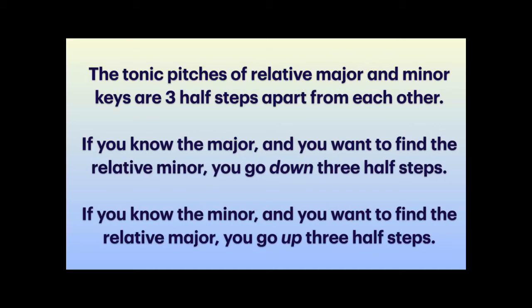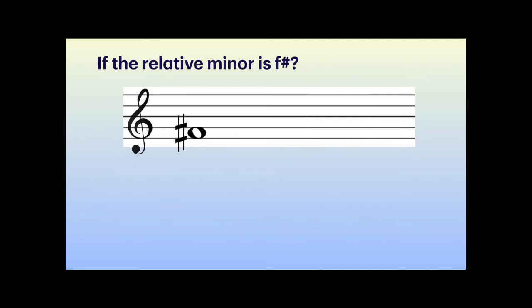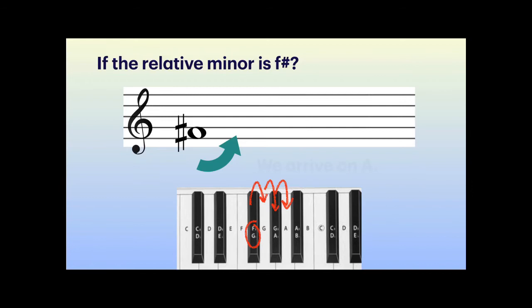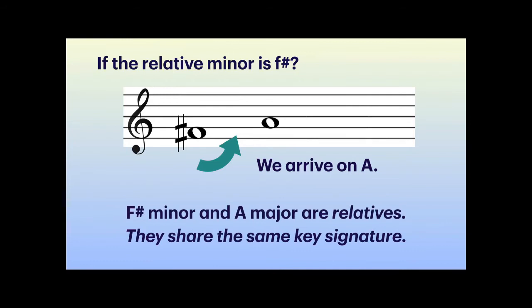So what does that mean if the relative minor is F sharp? We know what the minor is, so we need to go up three half steps. One, two, three. We've just landed on an A. So that means the relative major of F sharp is A. F sharp minor and A major share the same key signature. They are relatives.